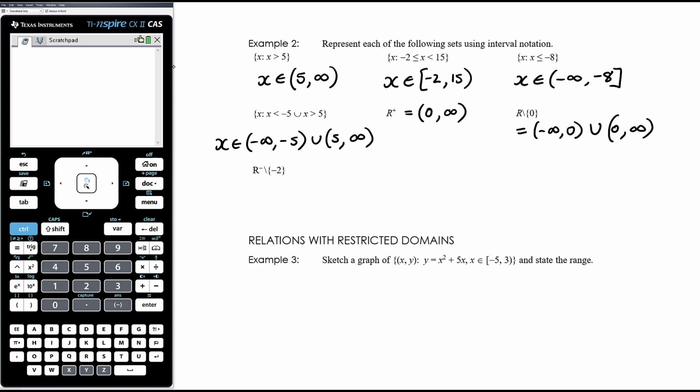Alright, this last one, R excluding negative 2. Okay, so that's going to be equal to everything from negative infinity up to negative 2 but not negative 2, union from negative 2 up to, now it's just R minus, so up to 0 but not including 0.